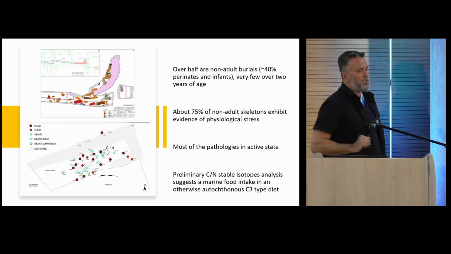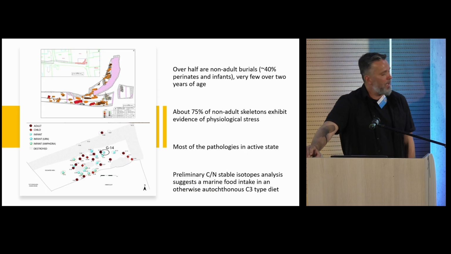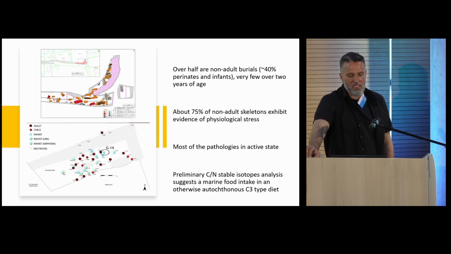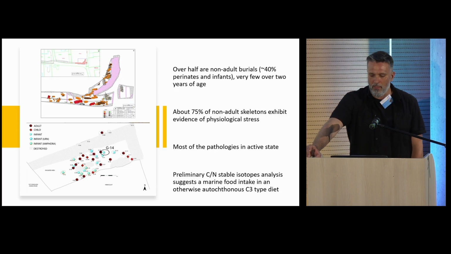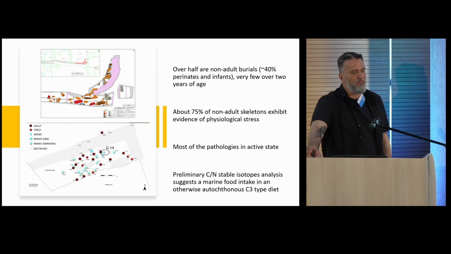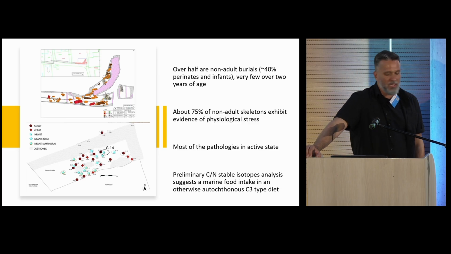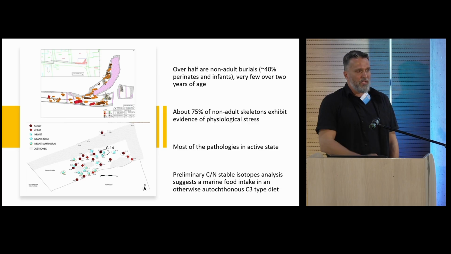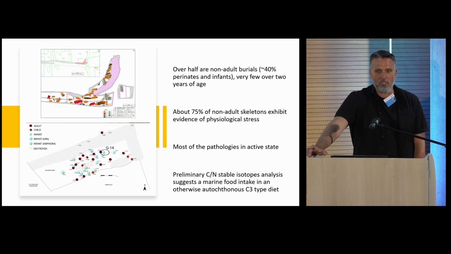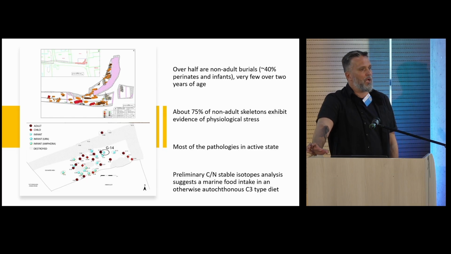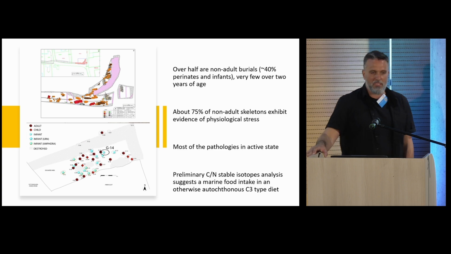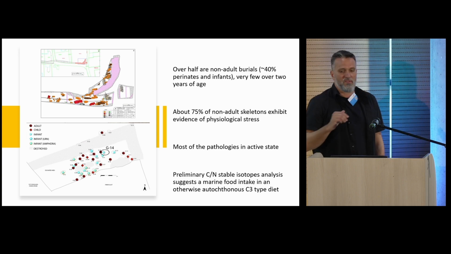Combining these 2 sites, the Roman urban villa as well as the city necropolis, over half of the inhumation burials were non-adults, and of these about 40% were perinates and infants. Very few of the non-adults were over 2 years of age. Very similar to the previous site, about 3/4 of all non-adult skeletons exhibit some kind of physiological stress, and most of the pathologies we were able to see were in an active state. Again, a lot of subadults showed co-occurrence of various pathological changes.